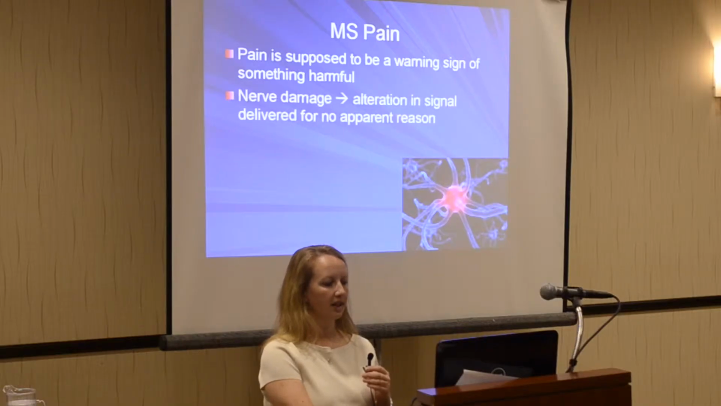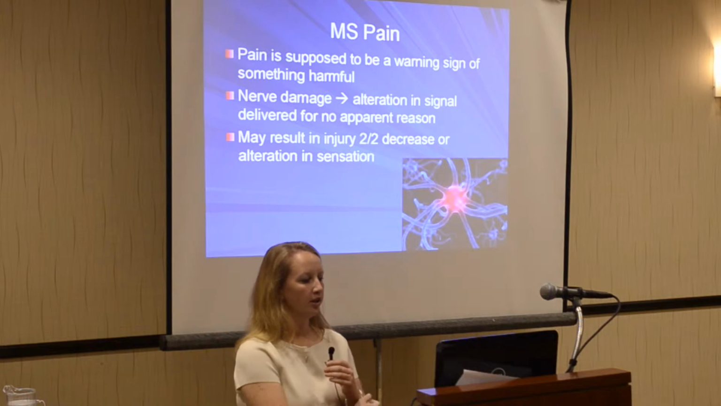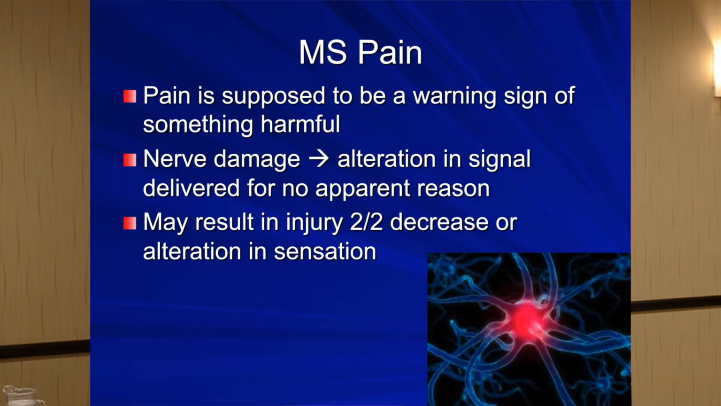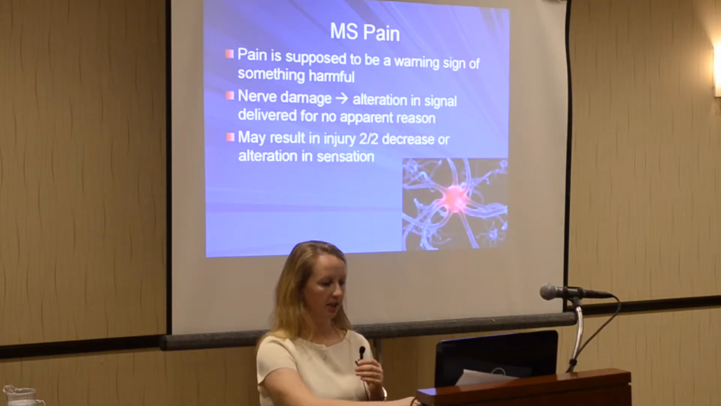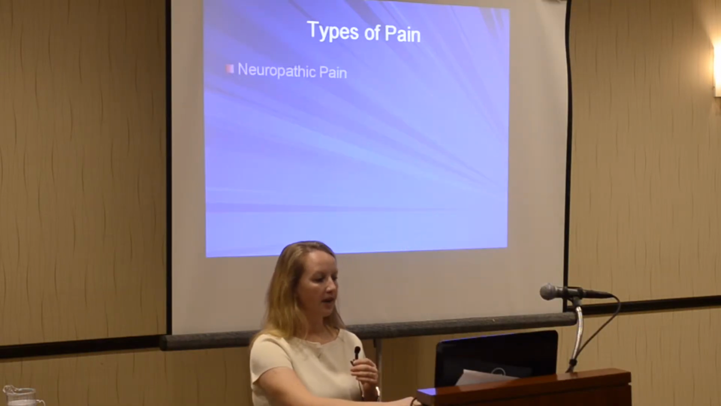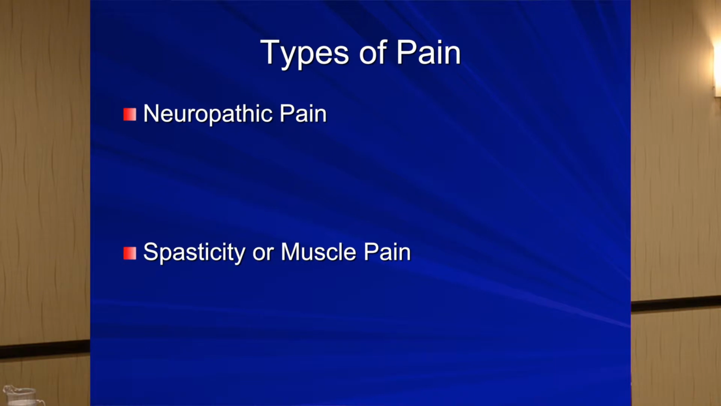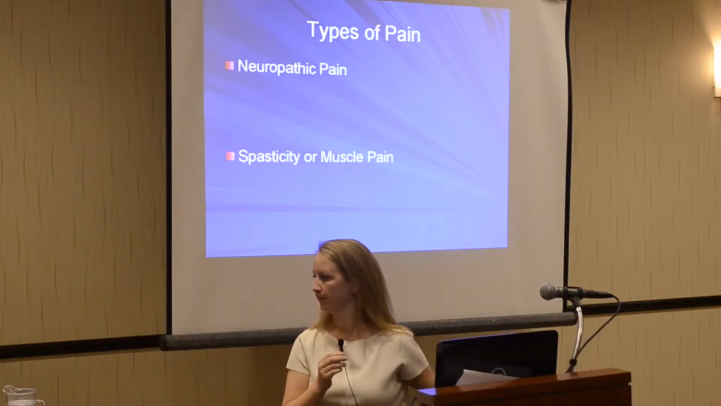Pain is a warning sign that something has occurred that has been harmful to the body itself. There may be nerve damage, which is a result of alteration in the signal that is delivered for no apparent reason, and may result in injury secondary to decrease or alteration in sensation. Kristi and I have divided up the types of pain into neuropathic pain, and then spasticity and muscle pain. First of all, Kristi's going to talk on neuropathic pain.